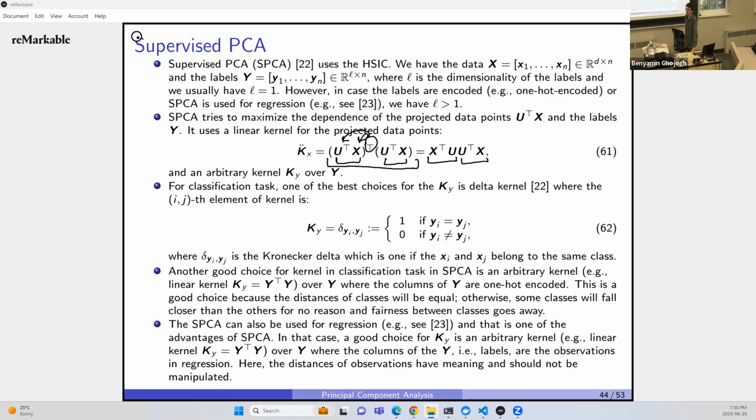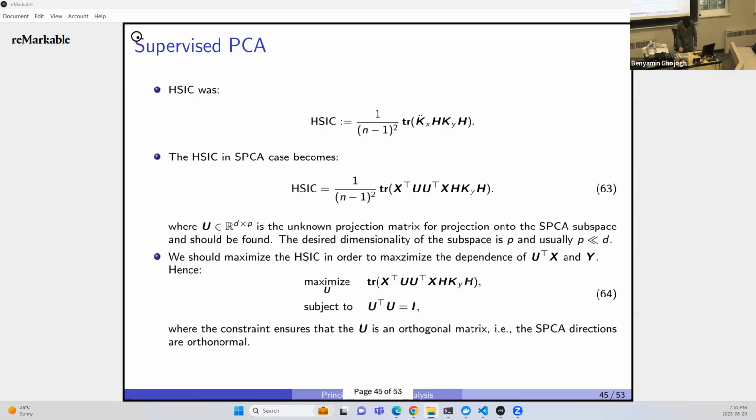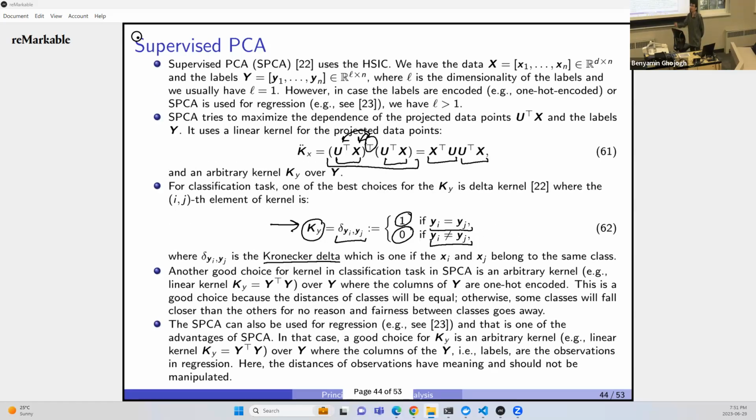And U is a projection matrix. And for the kernel of labels, I can use the Kronecker delta. What was Kronecker delta? One of the kernels, we have many kernels, right? One of the kernels is this Kronecker kernel, which says if two labels are equal, let it be 1. If two labels are not equal, let it be 0. So it's a kernel matrix whose elements are 0 and 1. Do you get it? And so I put this in HSIC.